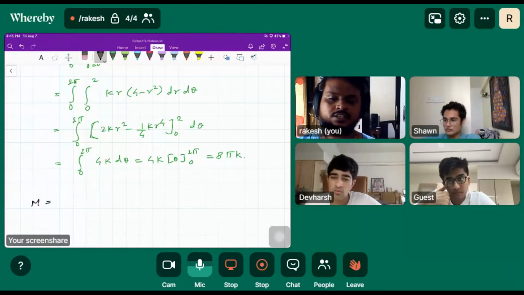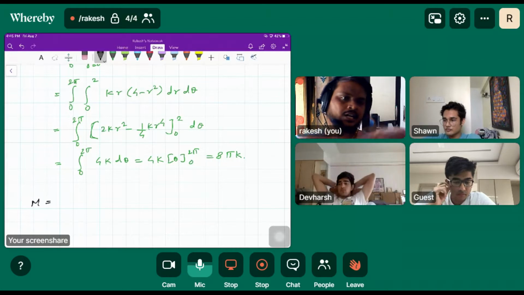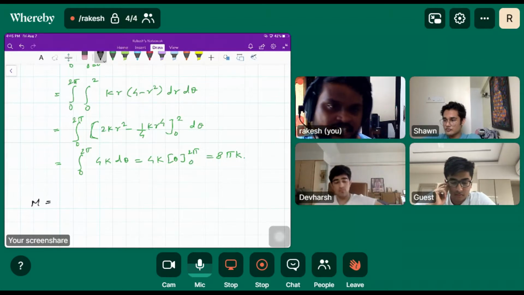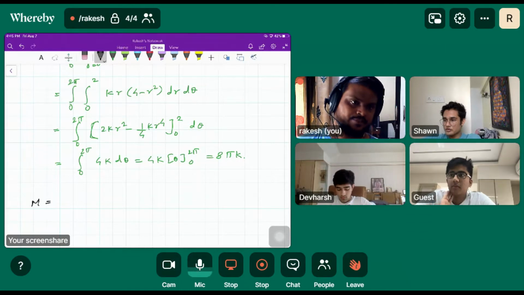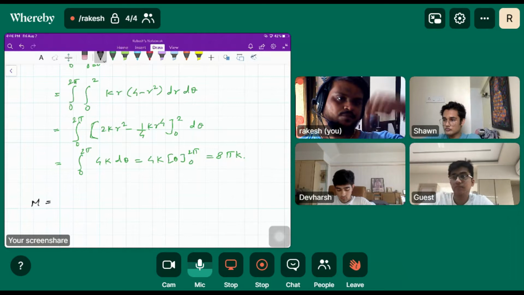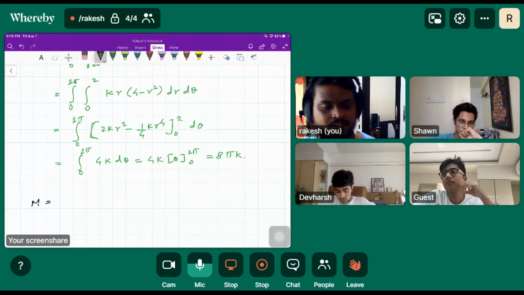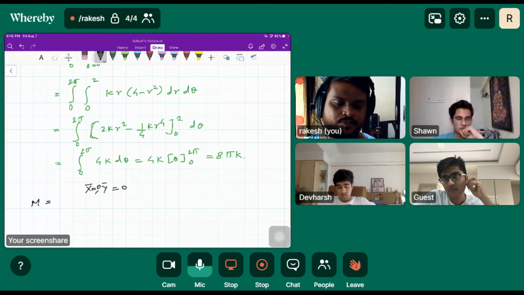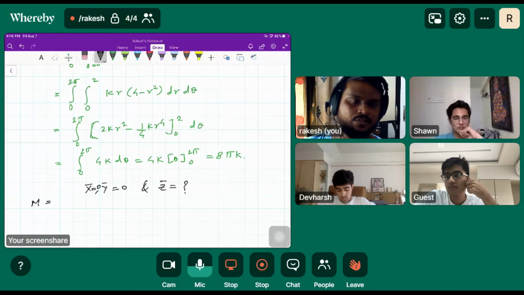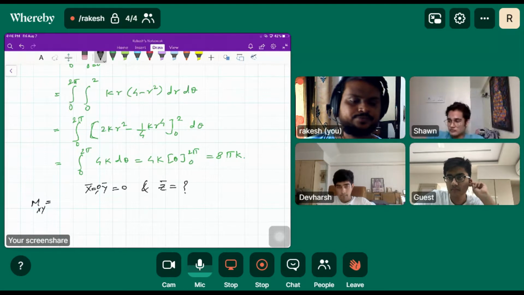So basically, see, if you draw the region R, it is circular. It means our region T is symmetric about x and y axis, and therefore our center of mass would be on z axis. If center of mass is on z axis, its x y coordinates are 0. Therefore we have to just calculate z bar, and to calculate z bar we have to calculate mxy, right?